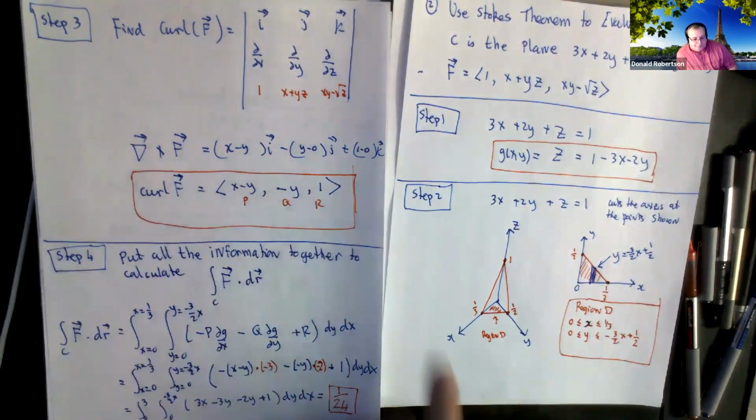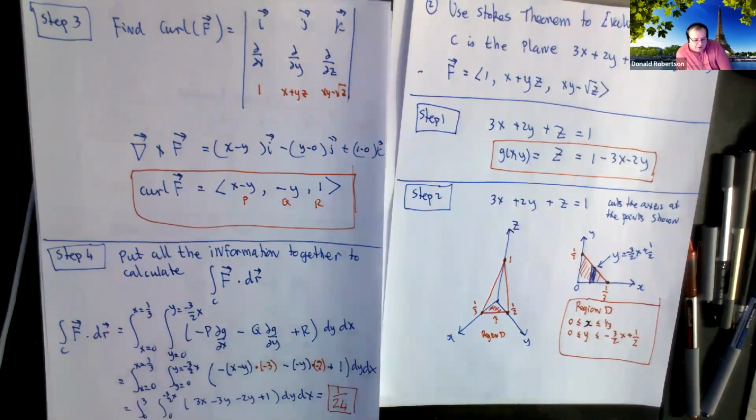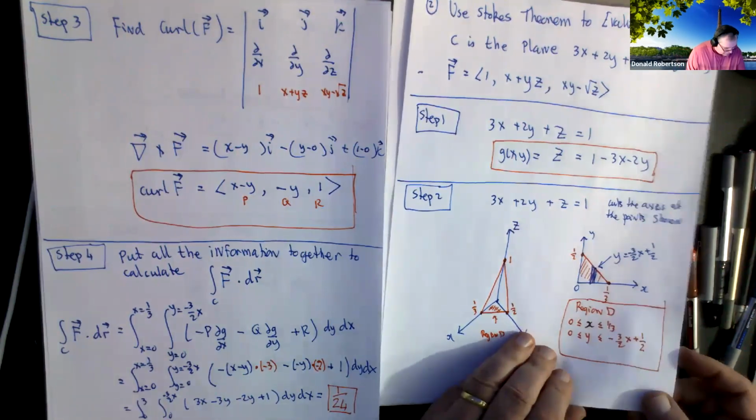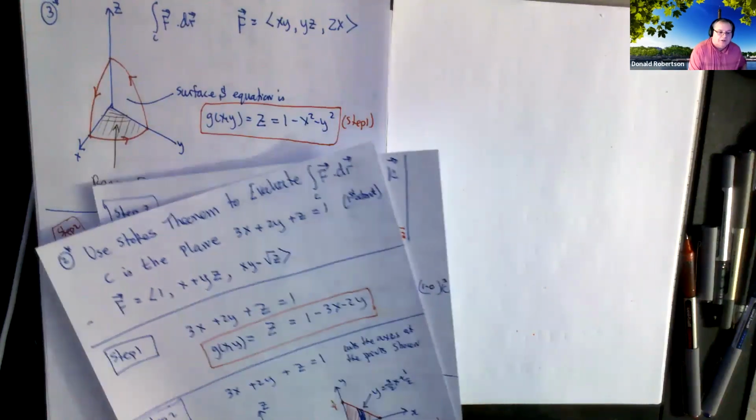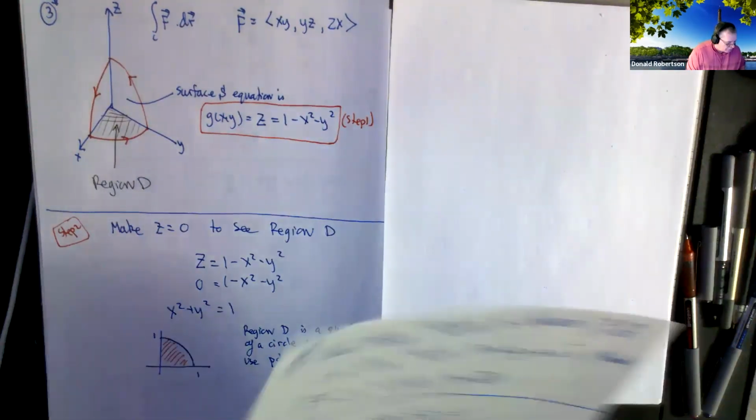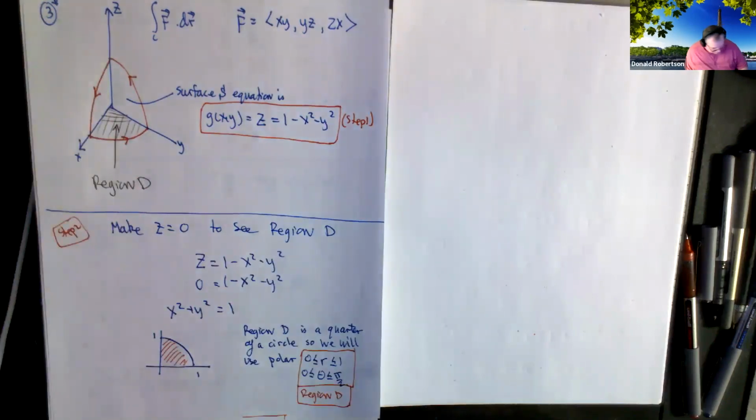Get the curl, then put the whole package together. And if things work out, you should get a pretty decent integral that you can do. It certainly would be a lot nicer than the integral you'd have to deal with if you didn't do it that way. In fact, in a lot of cases, I don't even think it's possible to do it that way.